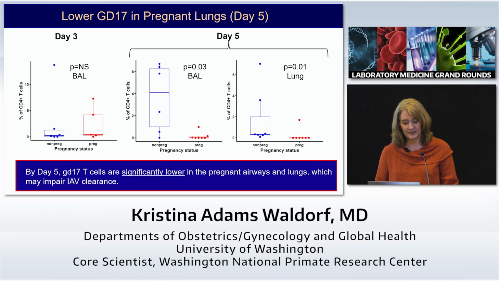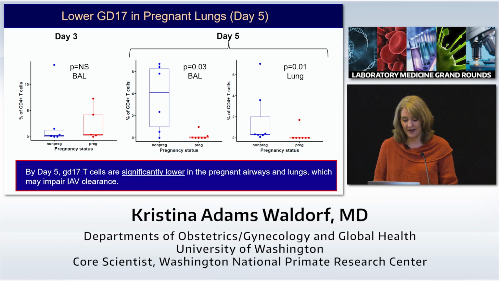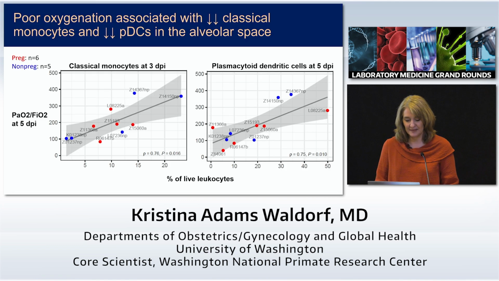We looked at gamma delta 17 cells in the pregnant lungs at day 5. This was in the airways from bronchoalveolar lavage as well as in the lung. On day 3, we had no differences, but on day 5, we had very, very low gamma delta 17 cells in the bronchoalveolar lavage and in the lung compared to the non-pregnant animals, which is what we would have expected from our hypothesis and from the high estrogen and progesterone state.